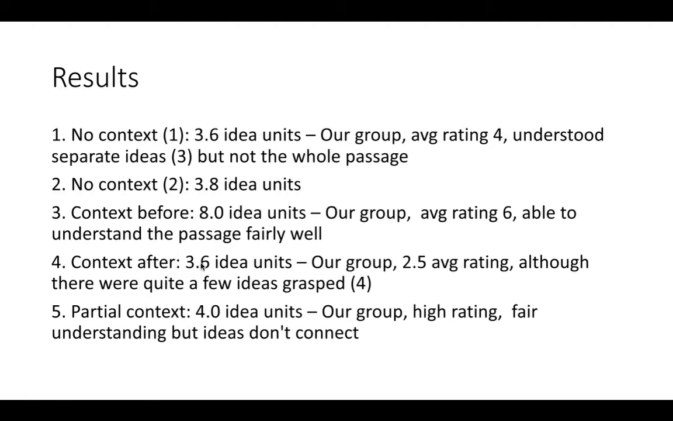The context after group had 3.6 idea units. Again, like I said, this is not very different from having no context because the context is provided after. In our group, the average was 2.5. Again, that is quite low, although there were quite a few ideas that you were able to grasp, namely about 4 ideas on an average. The partial context had 4 idea units, which again is not very different from all of the other conditions. This again goes on to saying that not having the accurate context can hinder your comprehension.